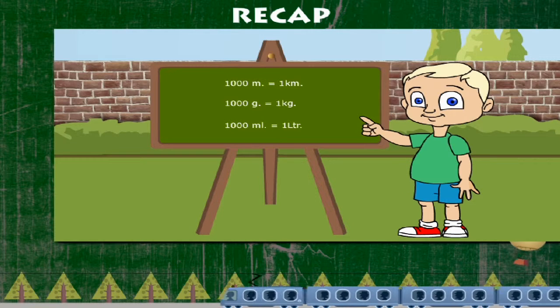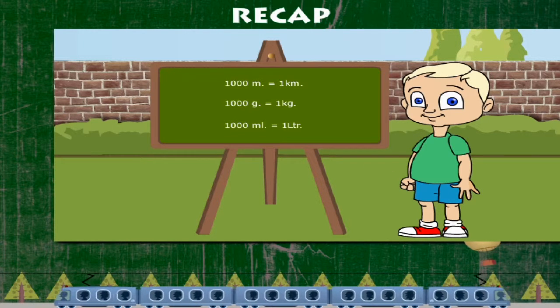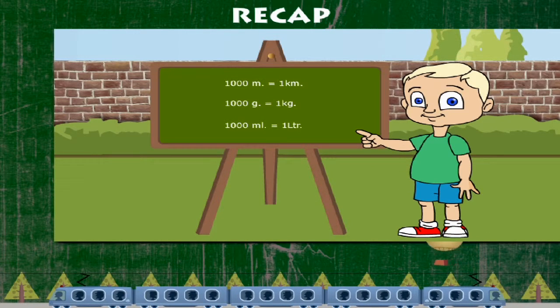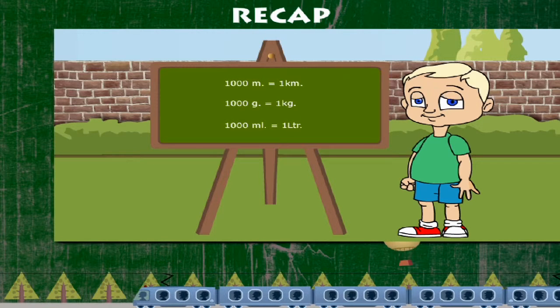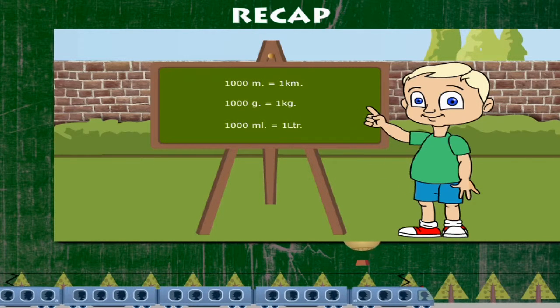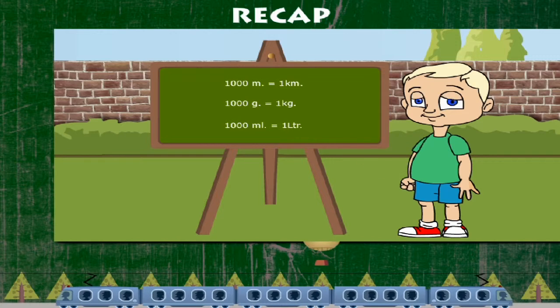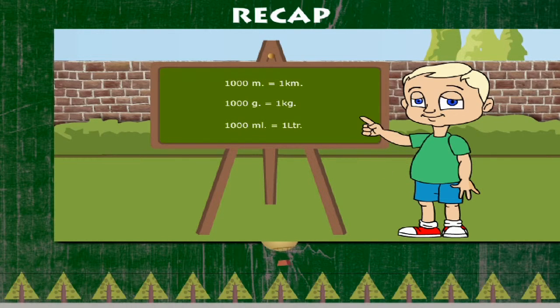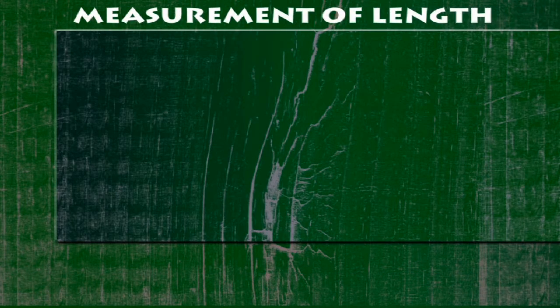1000 meters make 1 kilometer. 1000 grams is equal to 1 kilogram and 1000 milliliters is equal to 1 liter. Good revision, Billy. Measurement of length.